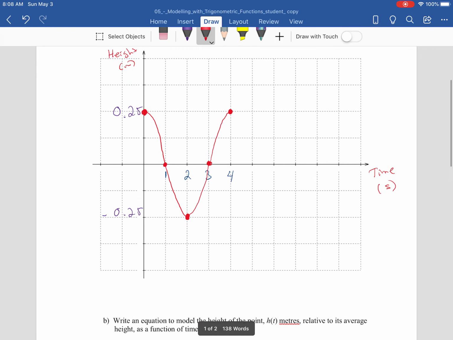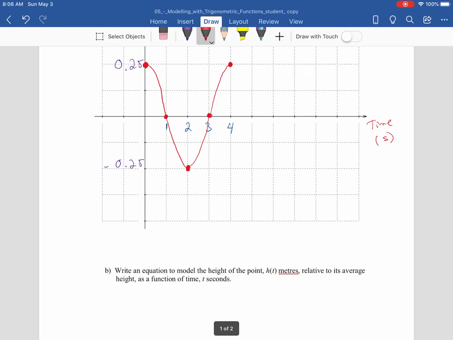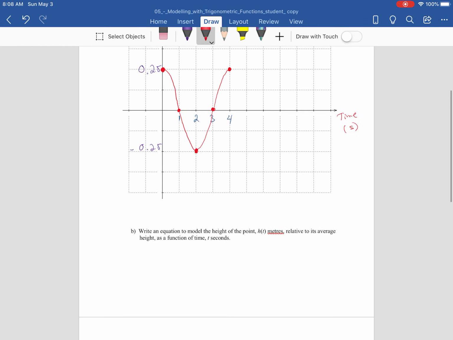So I always suggest if you're having trouble in a question, try and draw a little sketch of the graph first because it'll help with the equation. And lo and behold, this question immediately asks for the equation of the situation. I'm going to try and zoom in just right so I can see both at once.